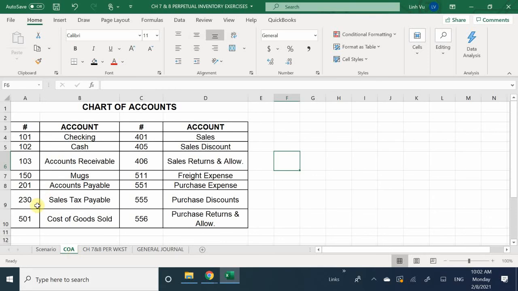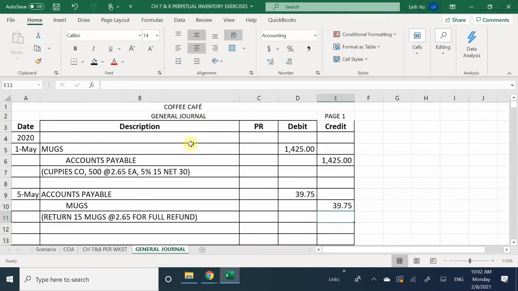So now let's fill in what we know. Accounts payable is account number 201. We have mugs for number 150. So let's apply it here. PR is going to be your post reference of where you're placing these items. In this case, I'm going to fill it in, but it is definitely something that we are going to practice. From here on out, that's something we need to look at. And here I have my finishing little message.